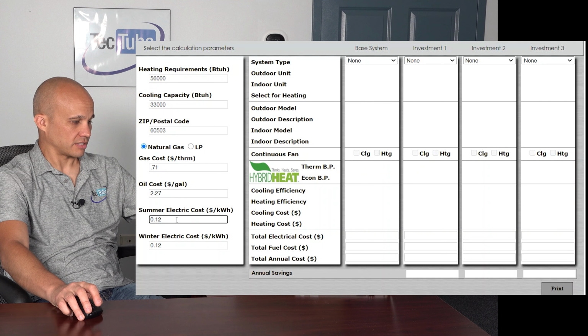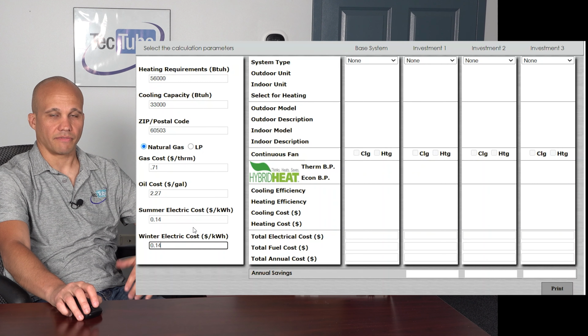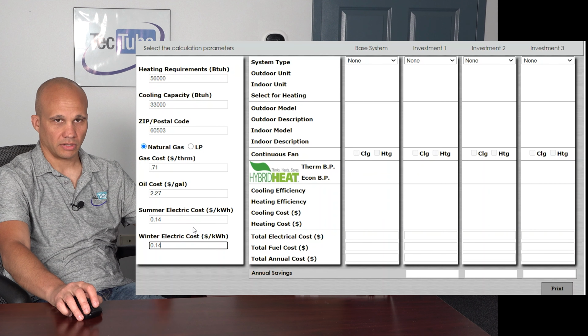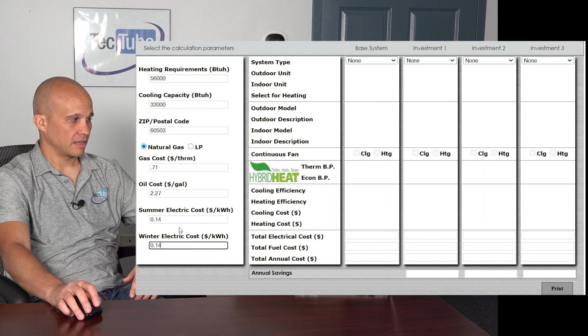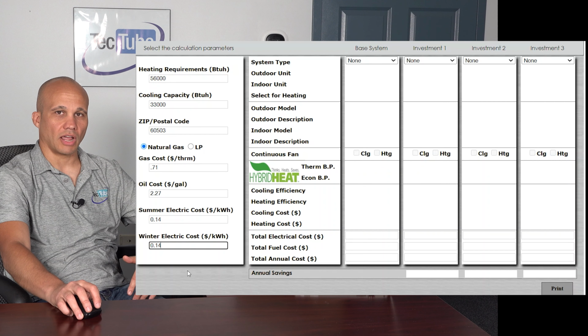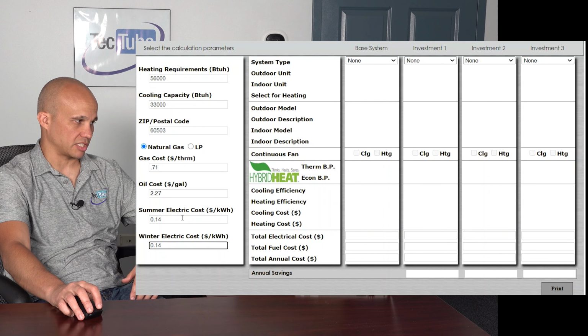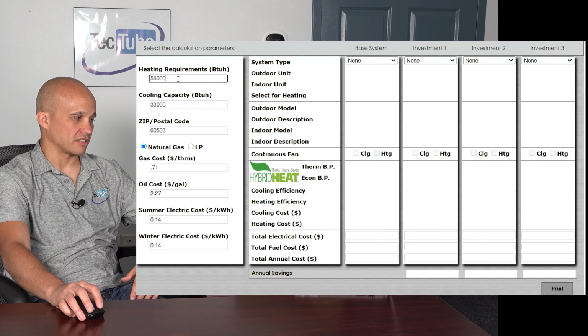And then for electric, the same thing. I'm going to put 14 cents in. By same thing, I mean that's how I figure mine out. I take my total electric bill and divide it by my total kWh usage to figure out what I'm paying. It was about 14 to 14 and a half cents last year. It does allow for different summer and winter rates. Where I'm at, it's all the same, but some people do have different rates depending on the season, so you've got to put that in there.